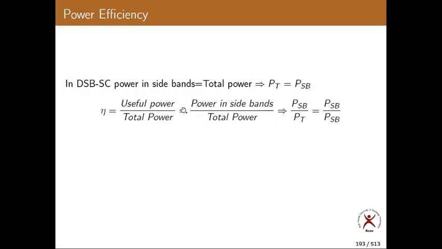So the power efficiency is useful power, that is the power in the sidebands, divided by the total power. So it is the same: power in sidebands is equal to total power, PT equals PSB. So what will the power efficiency be? 1, or 100%. It is not wasting any power. That is the simple meaning. We have improved the power efficiency by suppressing the carrier.